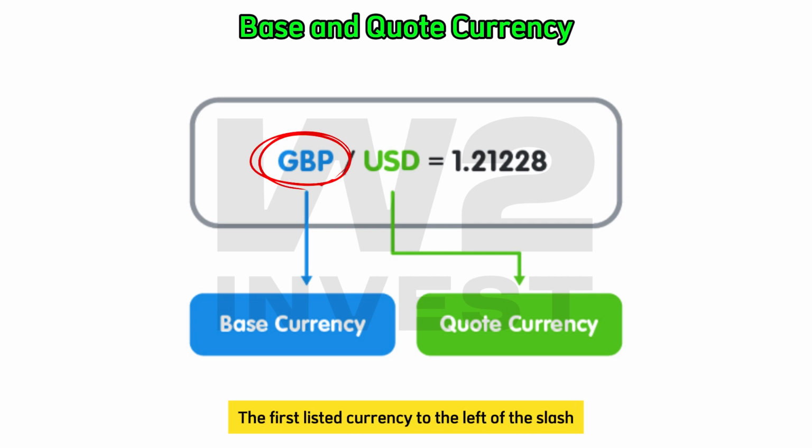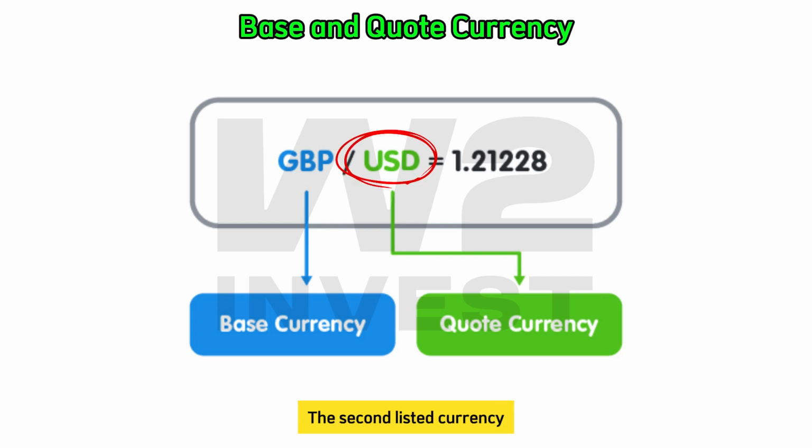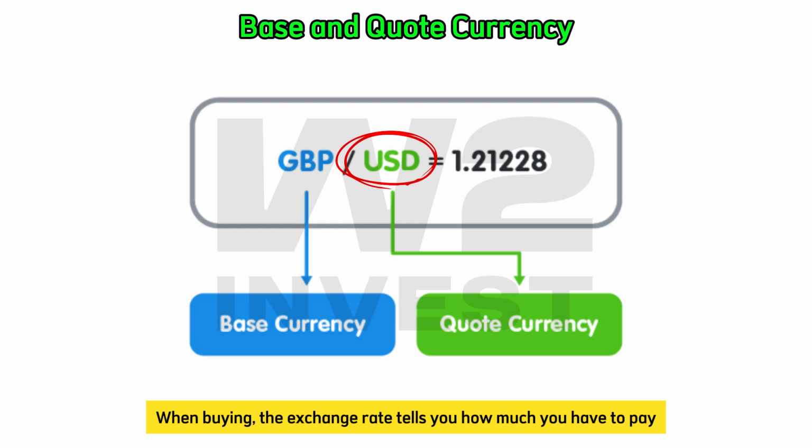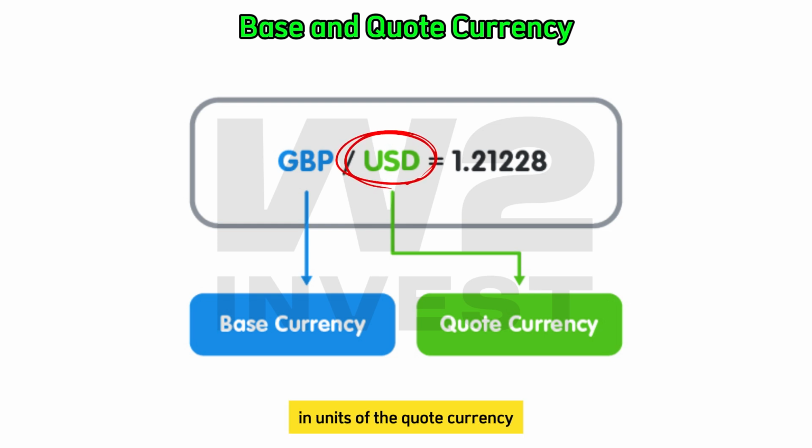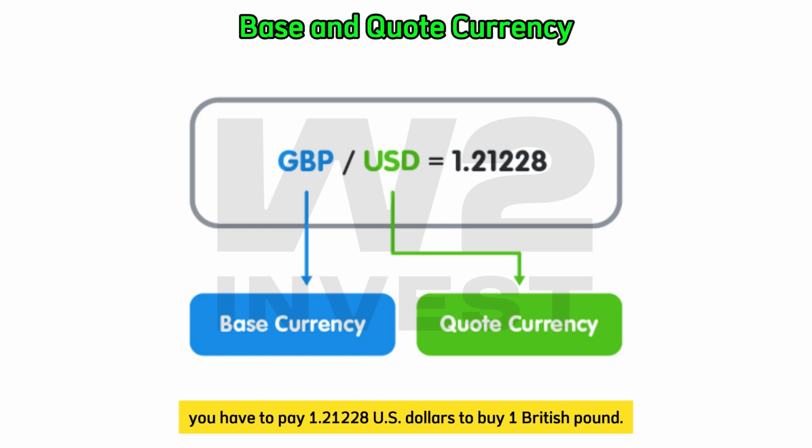Here is an example of a foreign exchange rate for the British pound versus the US dollar. The first listed currency to the left of the slash is known as the base currency, in this example, the British pound. The base currency is the reference element for the exchange rate of the currency pair. It always has a value of 1. The second listed currency on the right is called the counter or quote currency, in this example, the US dollar. When buying, the exchange rate tells you how much you have to pay in units of the quote currency to buy 1 unit of the base currency. In the example above, you have to pay 1.21228 US dollars to buy 1 British pound.